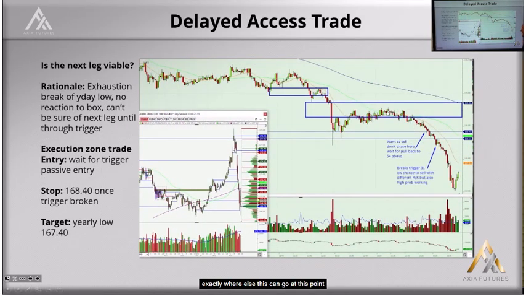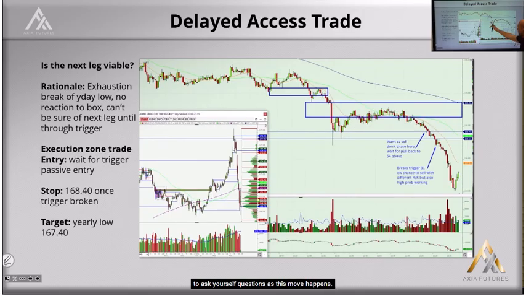You can't define exactly where else this can go at this point in time. We've also seen, looking at the volume here, a very good example of an exhaustion of move. So this is the into the box, break the box, exhaustion onto the previous day's low, bounce, and volume tails off. Right, so at that point, you could reasonably say, this might be it for the day. So you've then got to ask yourself, right, well, is the next leg a viable trade? And this is where the delayed access comes in.